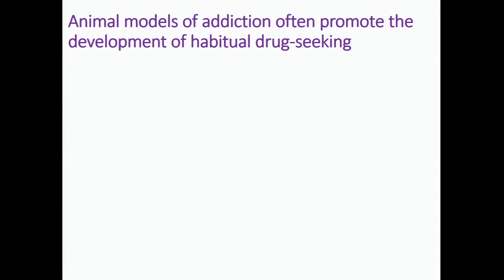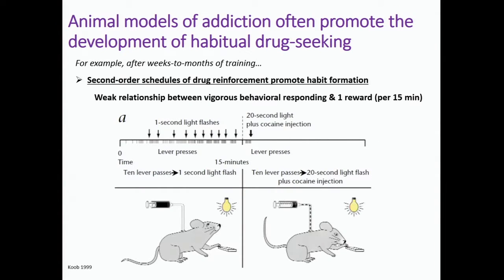Okay? So here's another model of this habitual behavior in animals. This is pretty confusing, and I don't want to get into the nitty-gritty details, but this is a very standard model of drug addiction in rats. It's called a second-order schedule of reinforcement. The basic idea is that there are these cue lights and there's a lot of responding, but the rats only get one infusion of cocaine after about 15 minutes, okay? And the rat doesn't really know what it's doing, so it's just continuously pressing the lever over and over for 15 minutes. It doesn't know what's going to happen, but all of a sudden it gets cocaine. And so there's a weak relationship between this vigorous responding and the one cocaine injection. And that vigorous responding over time results in this very habitual behavior. Okay? It's no longer motivated behavior, it's just a habit.